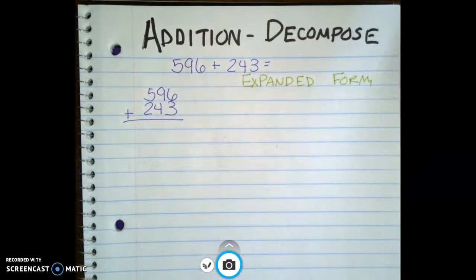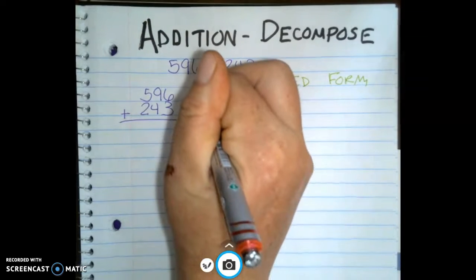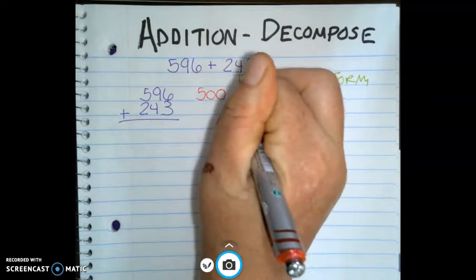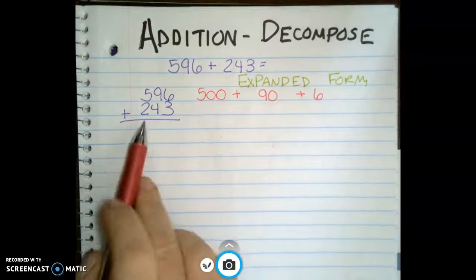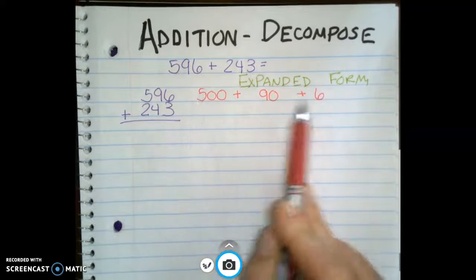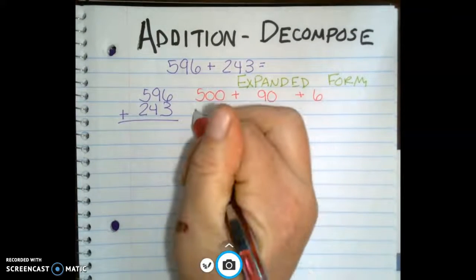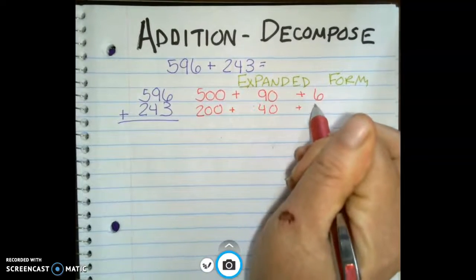We did expanded form last week. So I'm going to stretch out each of these numbers. This is decomposing, when we break the numbers down into the value of their place. So 596 is 500 plus 90 plus 6. And I'm going to do the same thing now with 243, making sure that I line up my hundreds, my tens, and my ones. So 200 plus 40 plus 3.